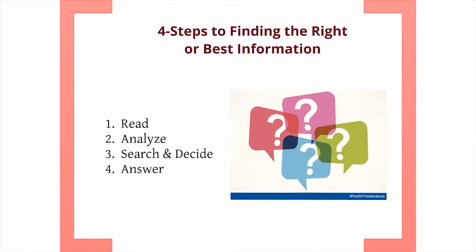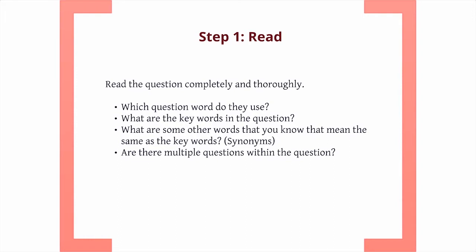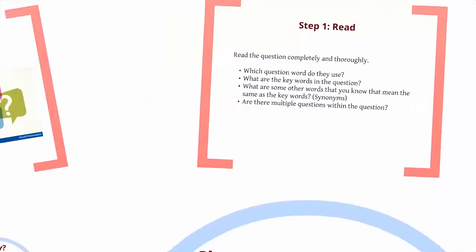There are 4 steps to finding the right or best information. Number 1, read. Number 2, analyze. Number 3, search and decide. And number 4, answer. Step 1, read. Read the question completely and thoroughly. Which question word do they use? What are the key words in the question? What are some of the other words that you know that mean the same as the key words? Synonyms. Are there multiple questions within the question?